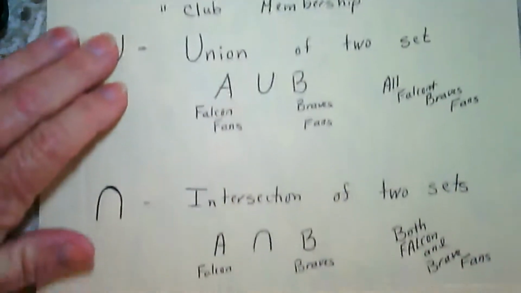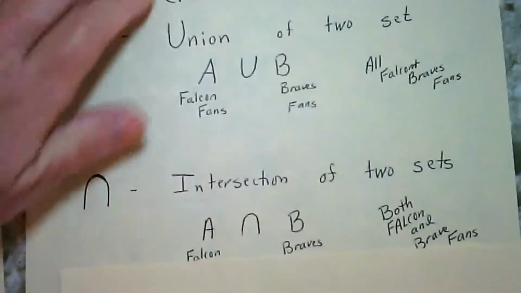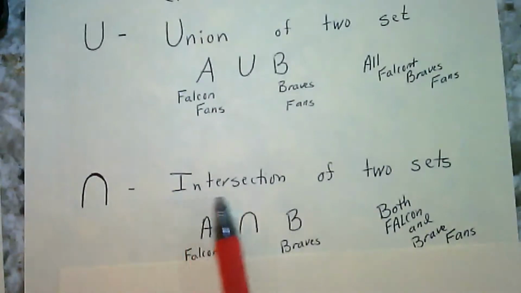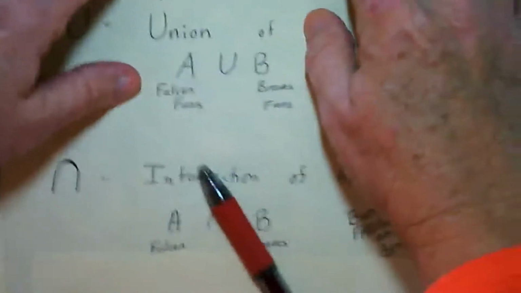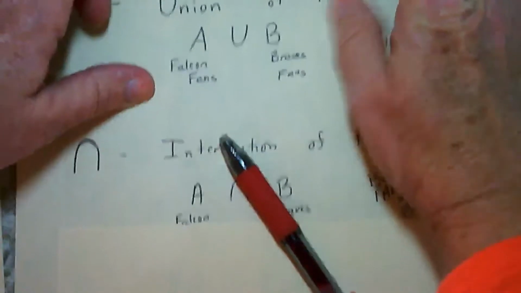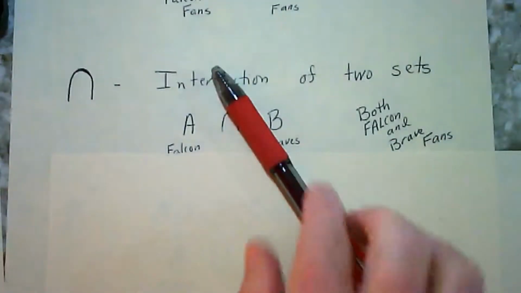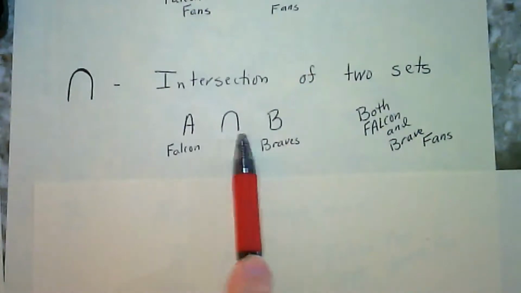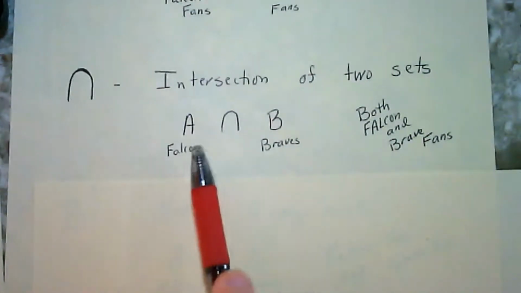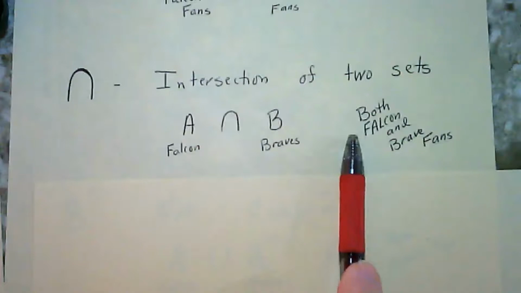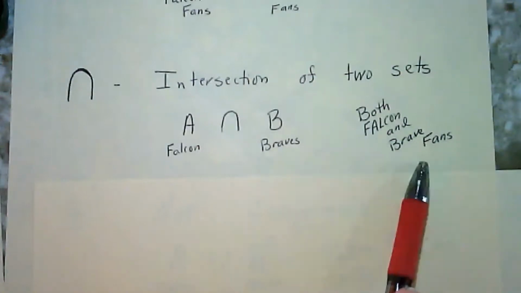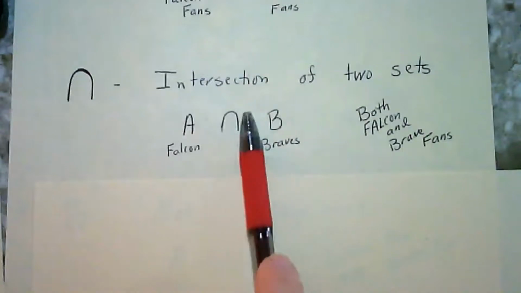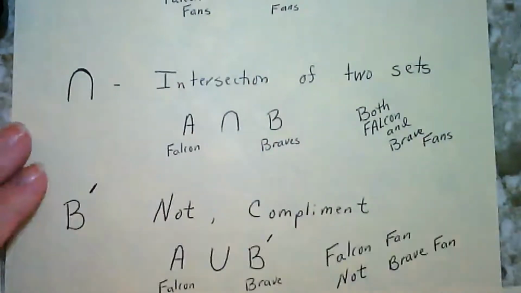Now, the next symbol that we need to understand is an upside down U, and this represents the intersection of two sets. In my little analogy, if I had Falcon fans intersected with Braves fans, I would be looking for people who are both a Falcon and a Braves fan, people who fall into the intersection of the two clubs.